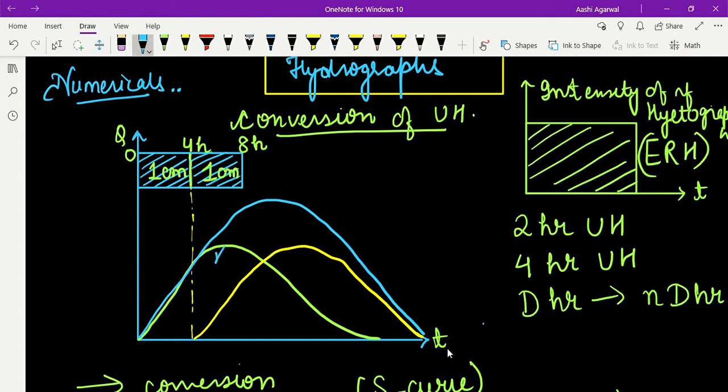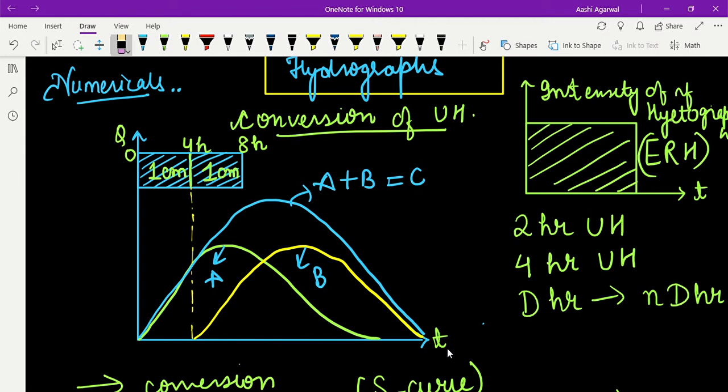So if this is A and this is B, this is A plus B, or let me call it C. What are A and B? A is a DRH due to 1 centimeter of effective rainfall, or you can say it is a UH. It is a 4-hour UH.